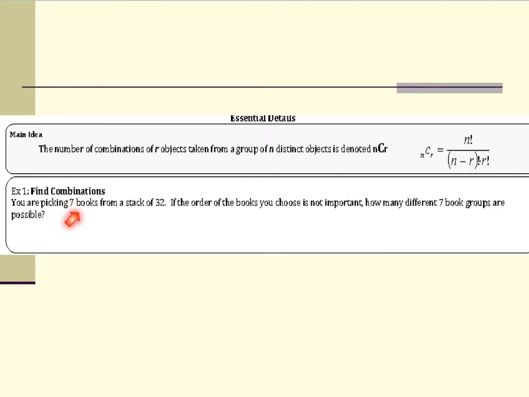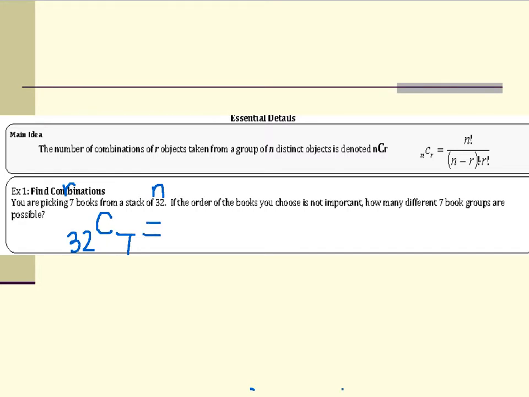It says you're picking 7 books from a stack of 32. So let's put on here right now what my N is and what my R is. My N is always going to be the bigger number. So 32 is my N and 7 is my R because I'm taking 7 from a stack of 32. If the order of the books you choose is not important, so it tells us right there, it says order is not important. How many different 7-book groups are possible? So we know we're going to do 32 total, and we want 7. So 32C7. And we're just going to simplify that.